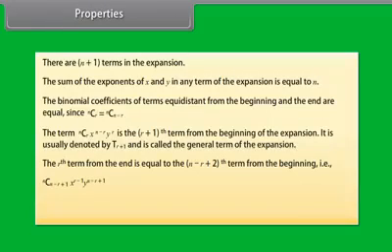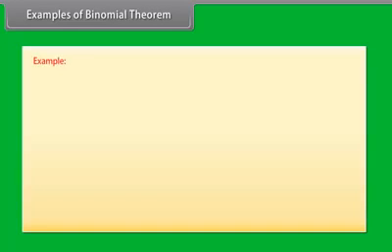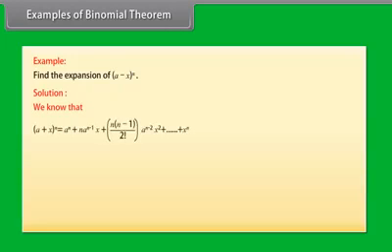The rth term from the end is equal to the (n − r + 2)th term from the beginning. That is, nC(n − r + 1) into x raised to power (r − 1) into y raised to power (n − r + 1). The term independent of x contains no x. Hence, find the value of r for which the exponent of x is 0.